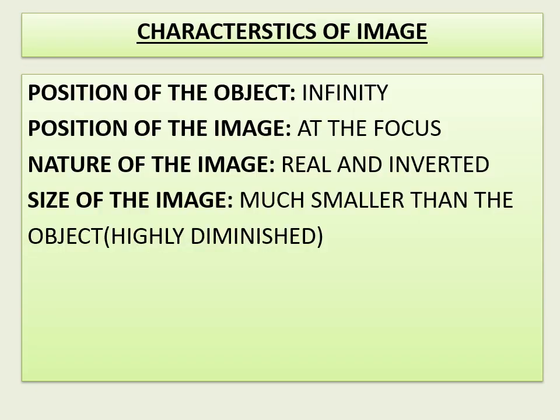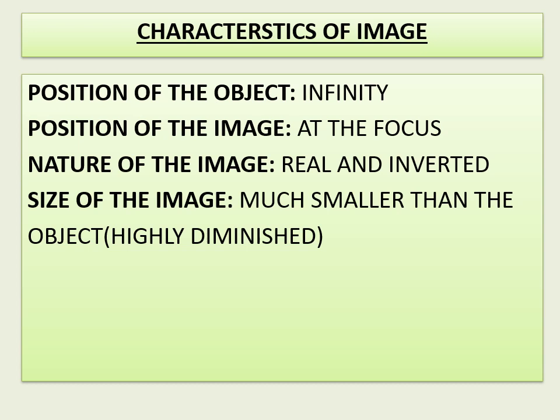So these are the characteristics of the image. What is the position of the object here? Infinity. The position of the image is formed at the focus. The nature of the image is real and inverted. You have to remember that it is small, diminished in size. The size of the image is much smaller than the object. That means a highly diminished image is formed.